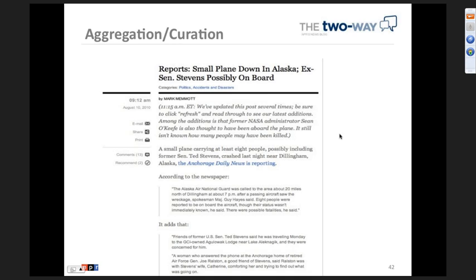So again, here's that Two-Way example where Mark's practicing great standards by naming the source. The Anchorage Daily News is reporting. He is pulling the most relevant information from that story that he thinks his audience is interested in. And further down this post, I know you can't see it here, he's citing another source. He actually has a report from a TV station. So he's pulling that information from multiple sources because he thinks that his audience would definitely be interested in news about Ted Stevens.